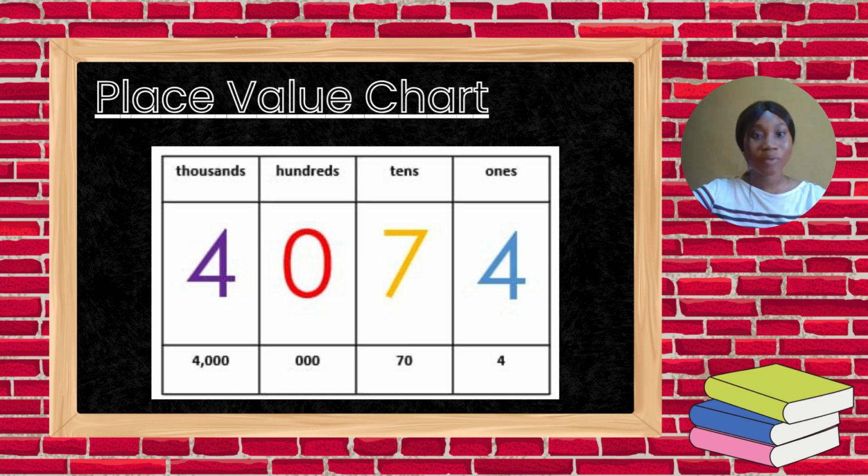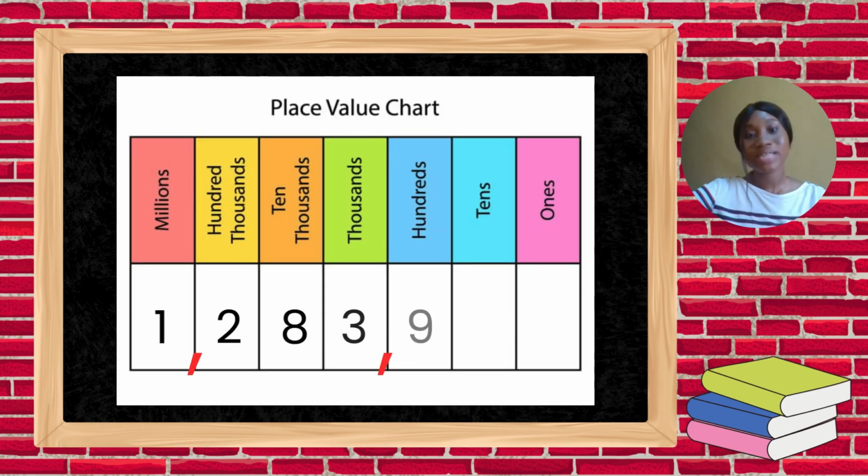But assuming 7 was standing in the position of 4, which is in the ones place, I would call it 7. And if 7 was standing in the thousands place, I would call it 7,000. So place value simply means the value of a digit based on its position, based on where that number is standing. So let's look at the place value chart. The place value chart talks about the various positions that a digit can occupy.